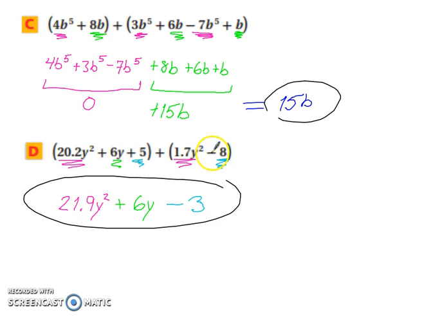So now let's look at D. You have 20.2y to the second, and then you also have a 1.7y to the second. Together, they make 21.9y squared. There's no other y's on it by themselves, so you just have plus 6y. However, we have a 5 and a negative 8, which give us negative 3.